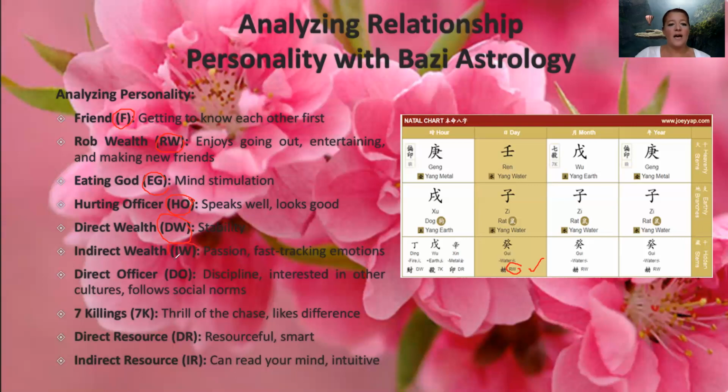On the other hand, if you have IW, indirect wealth, they are very passionate, and they like the partner to be passionate as well. They fast track emotions, so they're not going to wait. They're not very patient within a relationship. Everything has to happen now, and they act on their emotions. So if you're someone who takes a long time to open up to a partner, or to really get emotionally involved, it's going to be too late for them. They will have moved on very quickly.